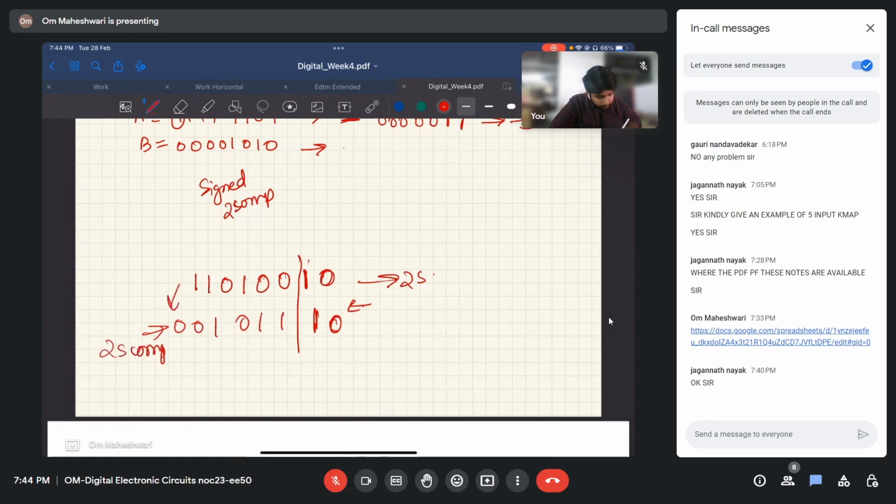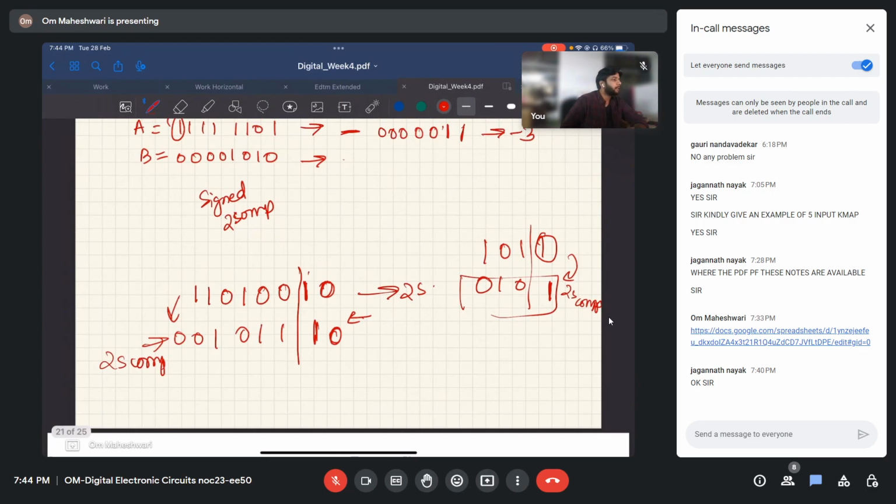I'll give another example, like 1011. You encounter the first one, write it as it is. After that, just invert all the digits: 010. This is the two's complement for this. So this is a shortcut, but that also works: you find one's complement and then add one.